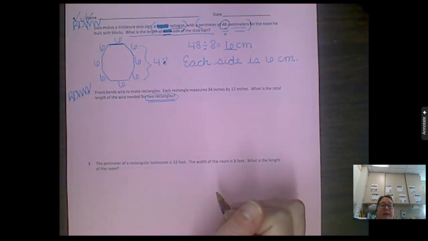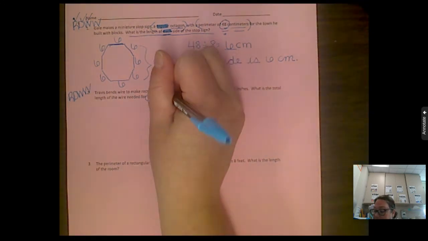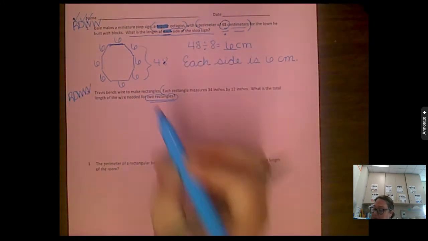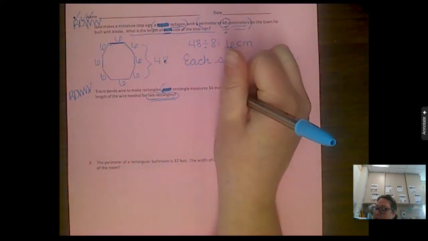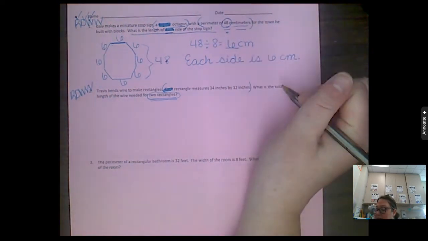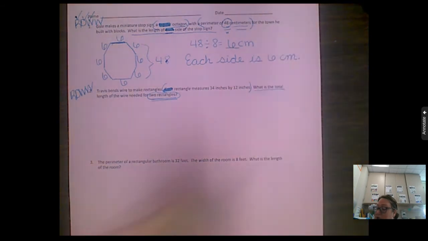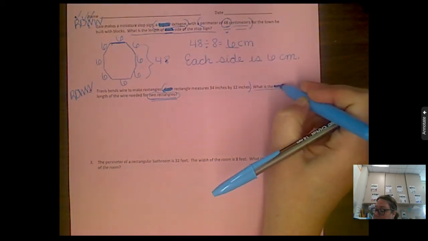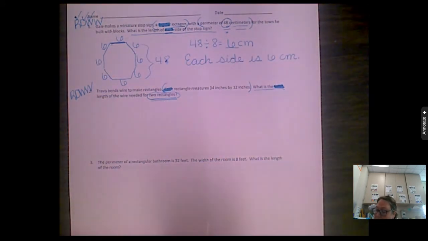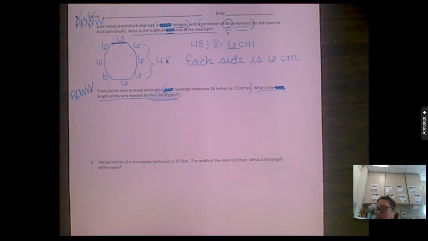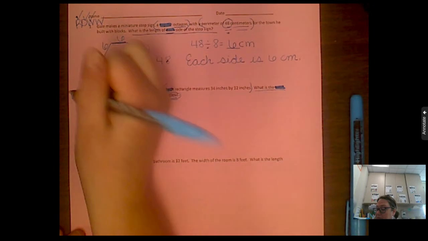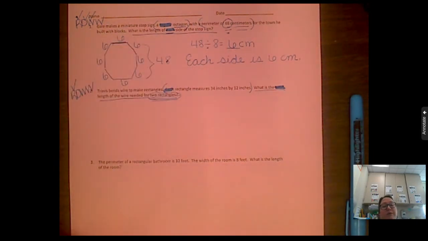Okay. So he bends wire to make rectangles. Each rectangle, there's a clue word, each rectangle measures 34 inches by 12 inches. What is the total? There's another clue word. What is the total length of wire needed for 2 rectangles? So there's our read. So next is our draw.